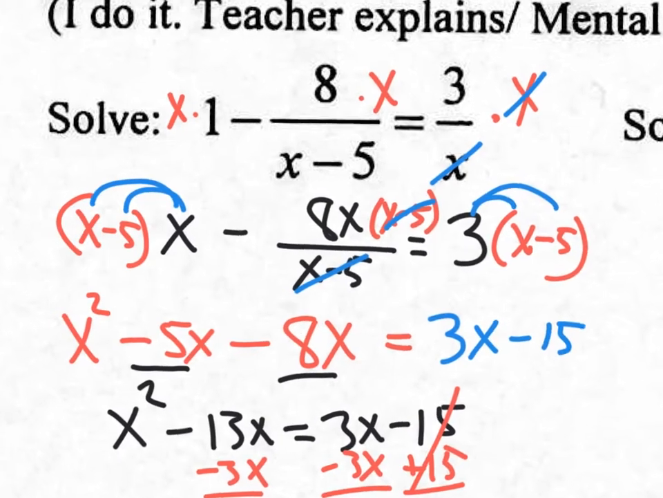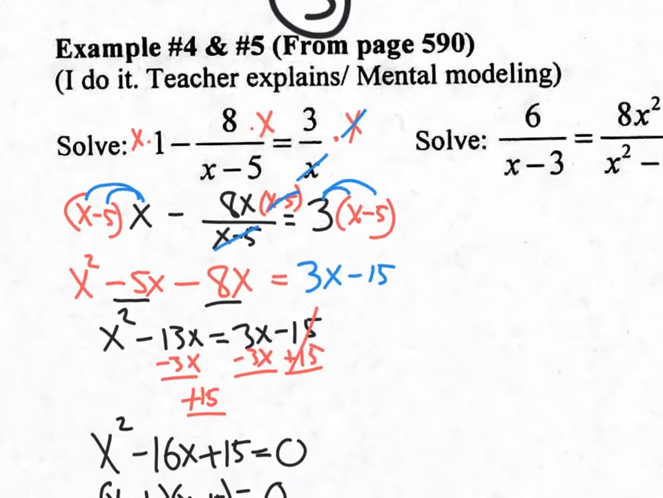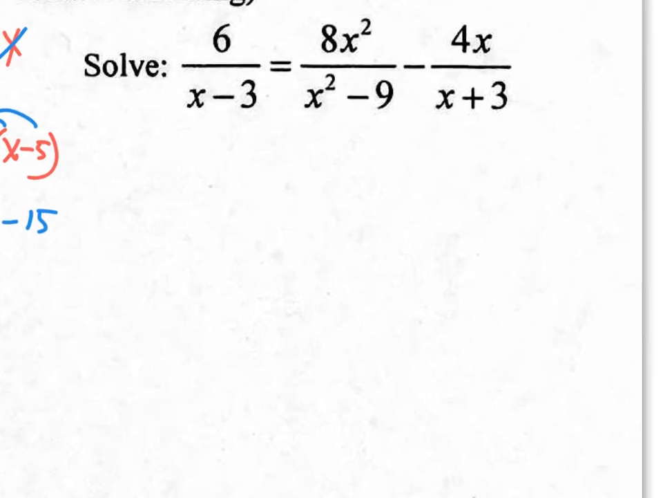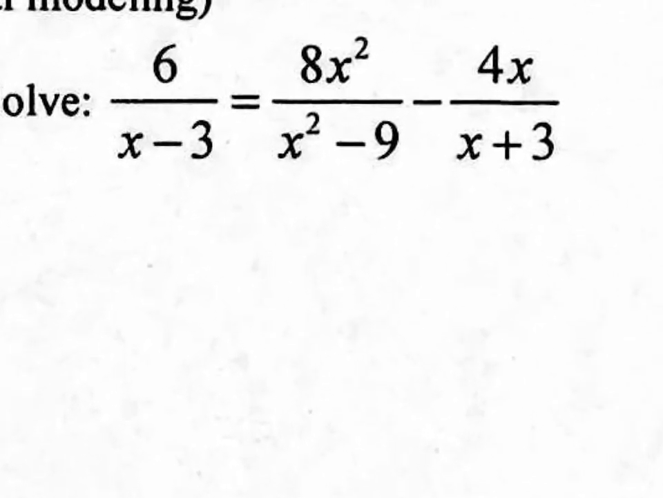We got rid of one fraction at a time. We started by getting rid of the 3 over x by multiplying everything by x. And then after that, we got rid of this second fraction by multiplying everything by x minus 5. That is one way of doing it, getting rid of one fraction at a time. But that's kind of like doing baby steps, right? We could actually get rid of all fractions at once. Okay, so if you like getting rid of one fraction at a time, go for it.